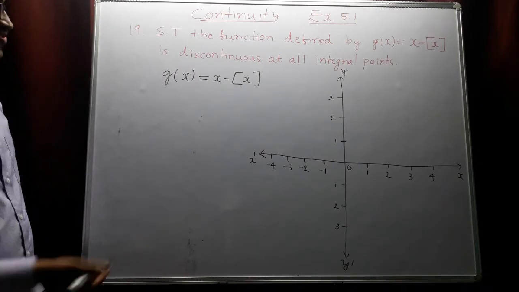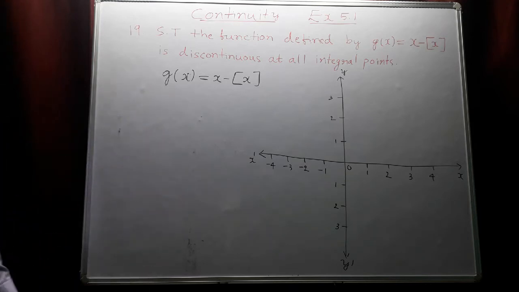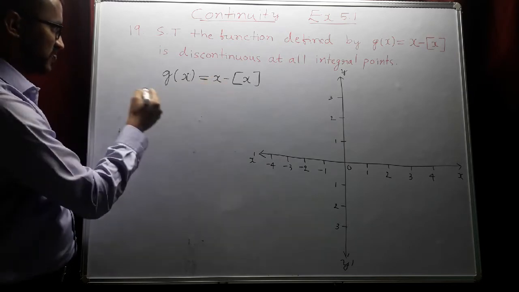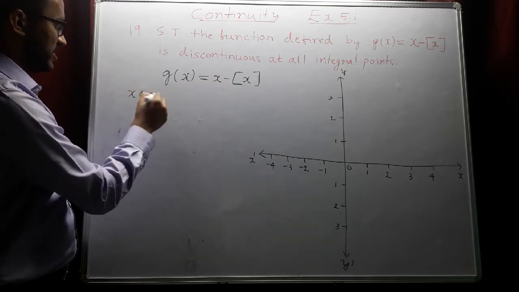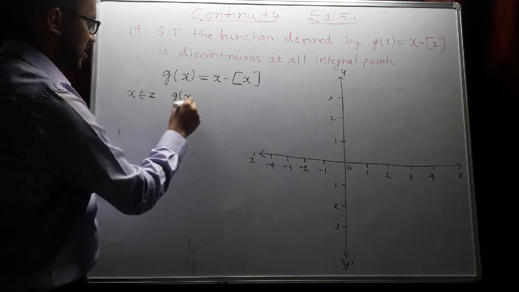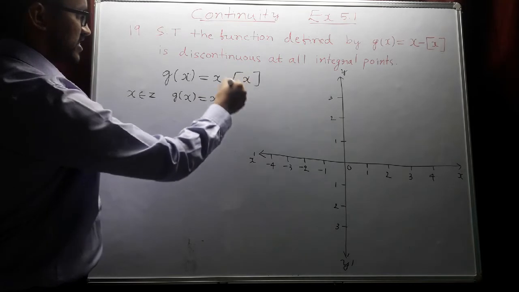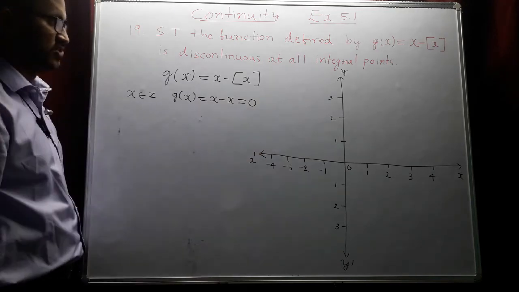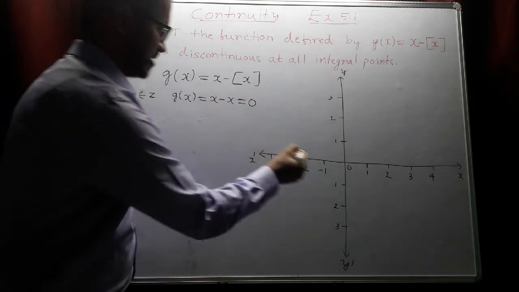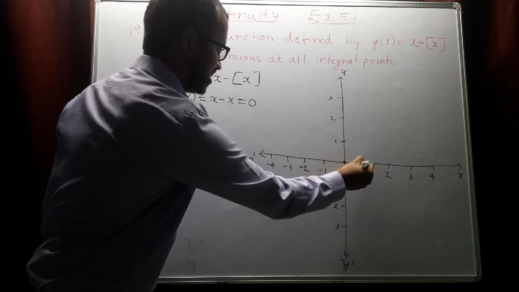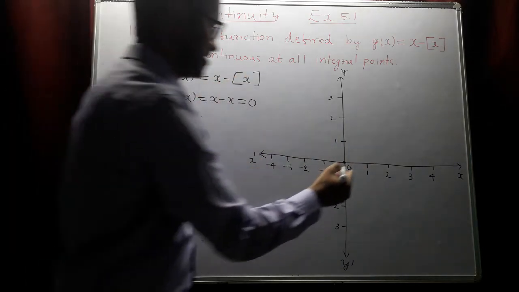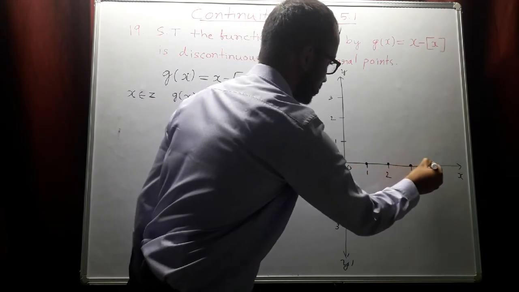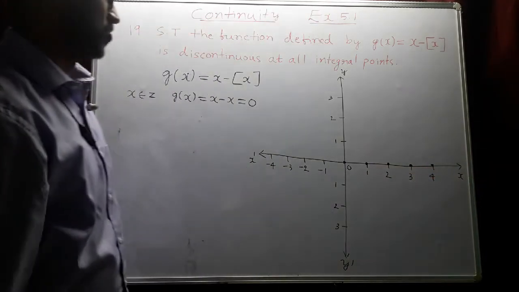So if we see the graph of this function, what we will get at the integral points, the value becomes 0. At the integral points, what happens? Suppose x is any integer, then g of x value becomes x minus greatest integer less than or equals to x, which is x itself, so g of x becomes 0. So g of 0 becomes what? 0 minus 0. Again g of 1 becomes what? 1 minus 1 means 0. At 2, again g of 2 is 0, g of 3 is 0, g of 4 is 0, and so on.